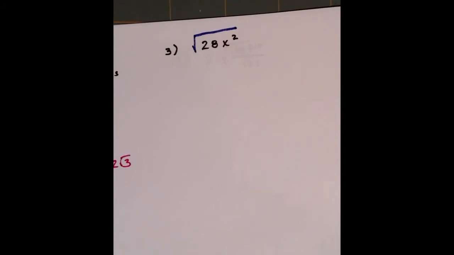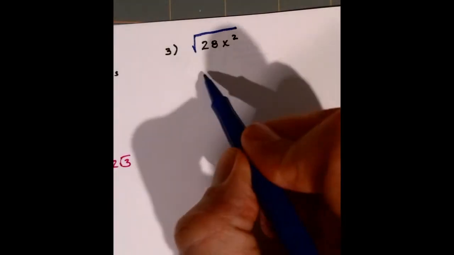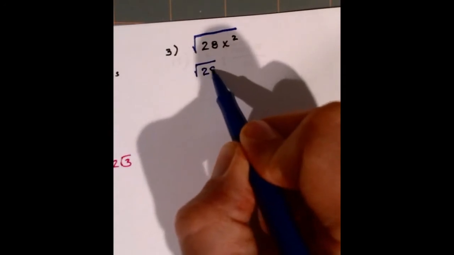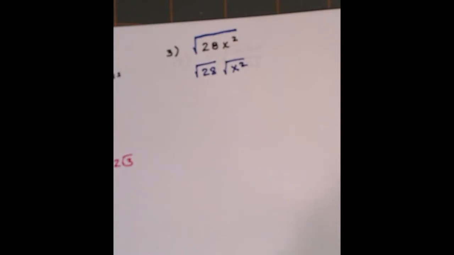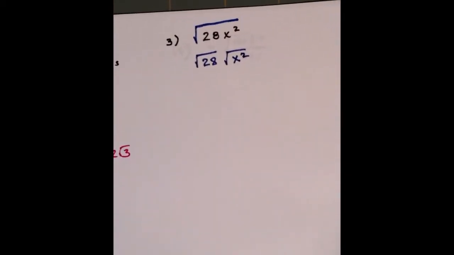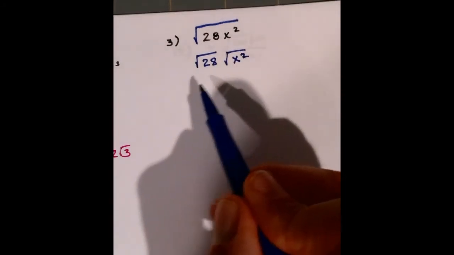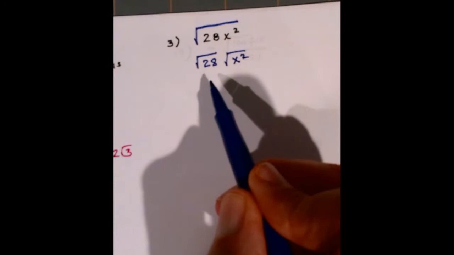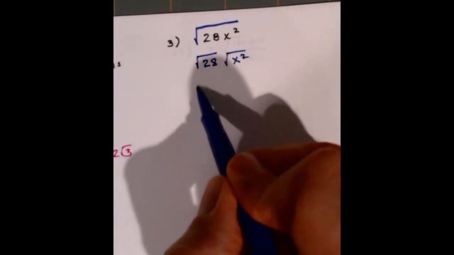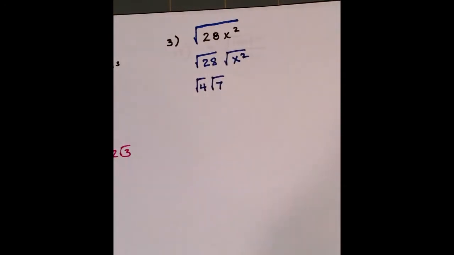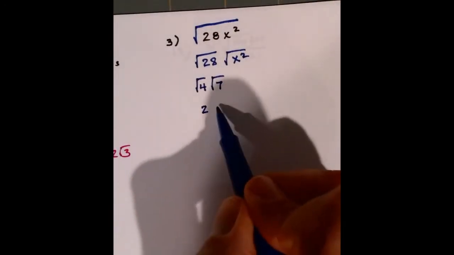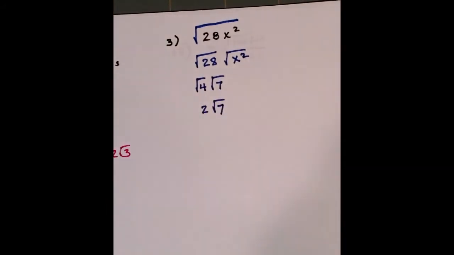So again, you can pause this, give yourself a couple seconds to do it. So I'm going to change this to root 28 and root x squared. Hopefully that'll come into focus. Root 28 and root x squared. Now, root 28, this is a problem like the one you did over the weekend. The answers are attached to this lesson. So that's going to be root 4 times root 7. And that's 2 root 7.